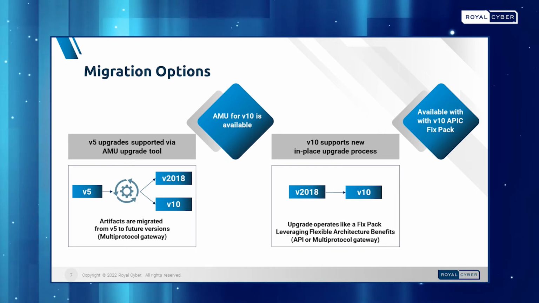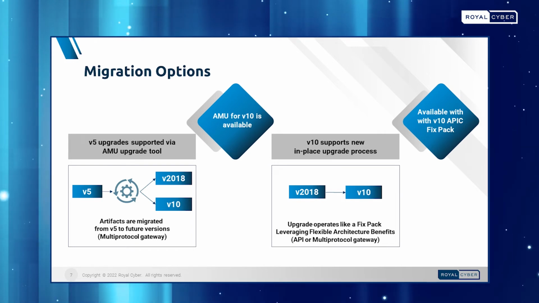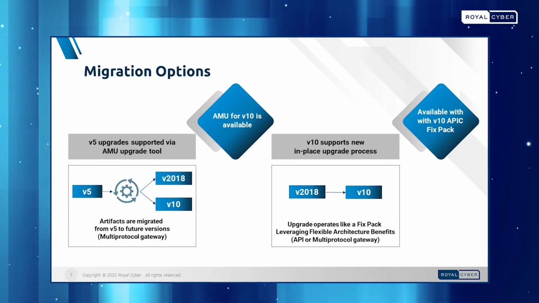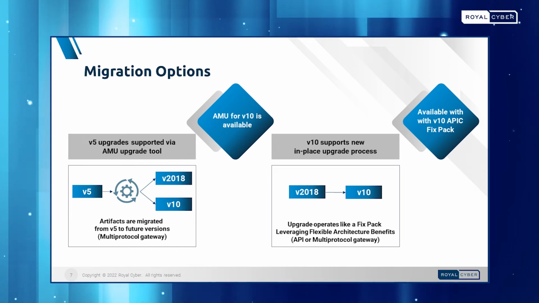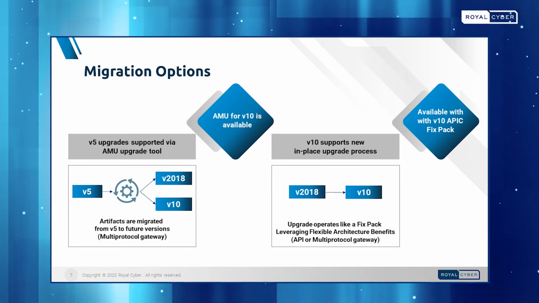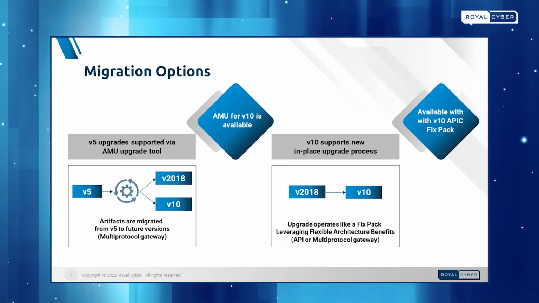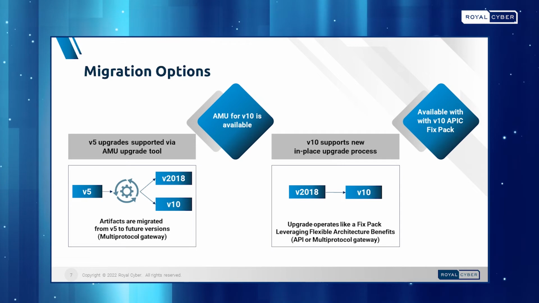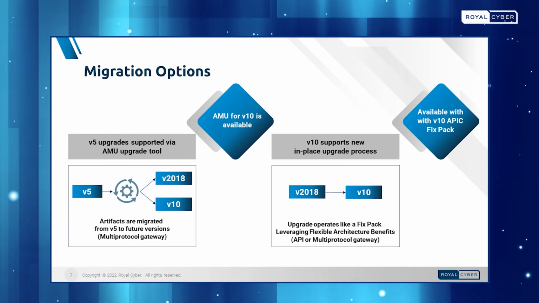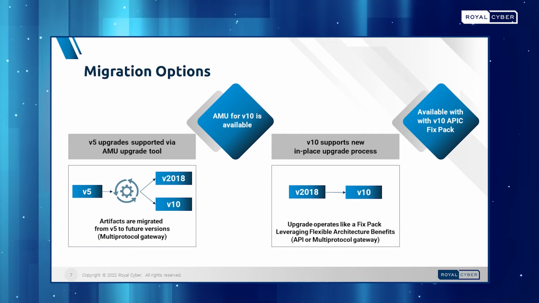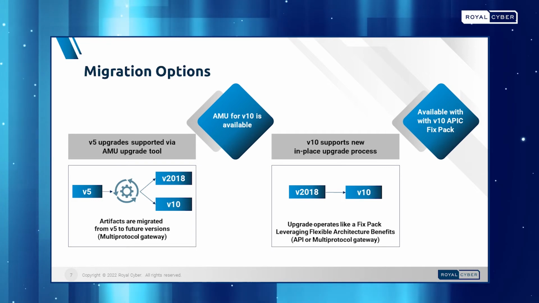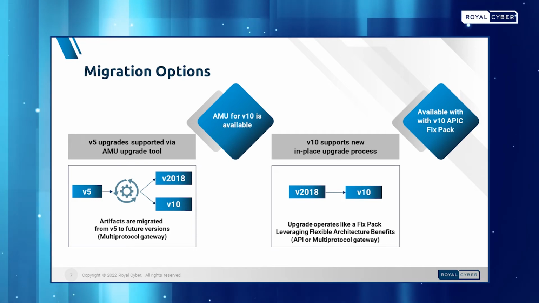For that migration, there's a tool that has been available for a while. It's called the API Connect Migration Utility. This is a command line utility. You can run it on your Mac, Windows, or Linux client. The tool does not directly connect to your V5 systems. It works with export and import. So you export the artifacts from V5, then use the tool to import them over to V10.